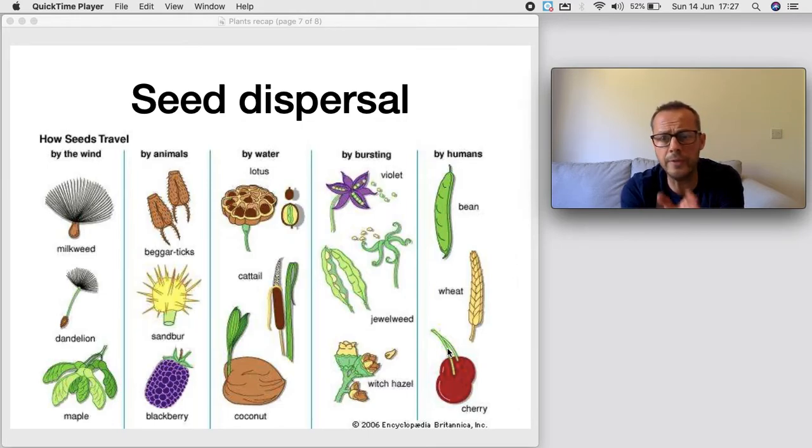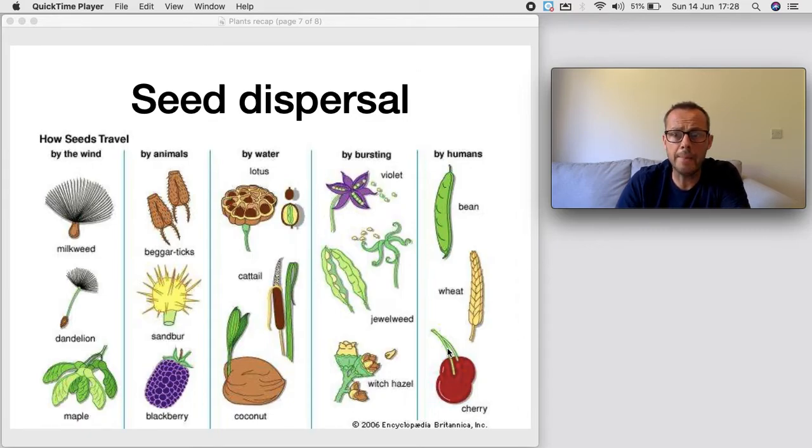Now, there are lots of different ways that plants have evolved of doing this. This slide just shows a quick summary of some of the different ideas. One way is by using wind. There might be different structures on the seed which can carry the seed as far away from the parent plant as possible. Sycamore seeds are a good example of this.